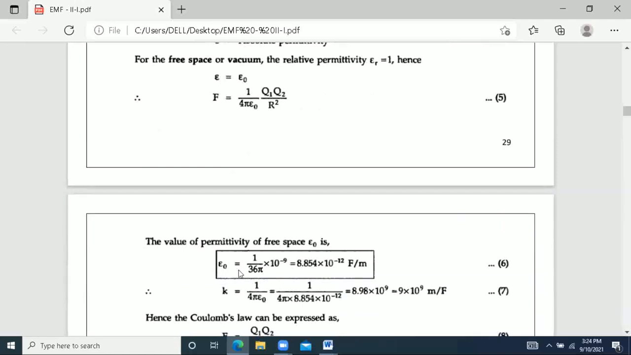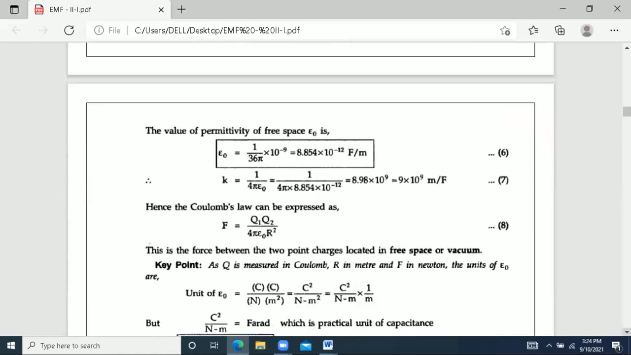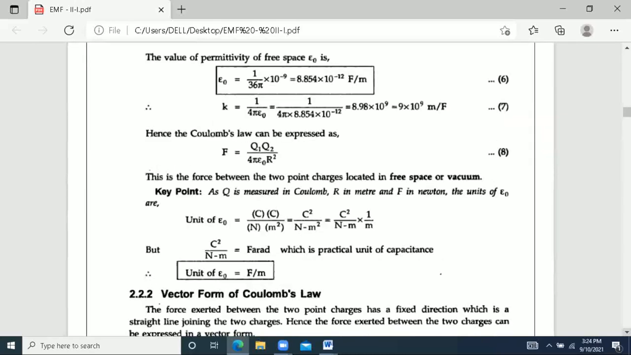Epsilon naught is 1 upon 36 pi times 10 to the minus 9, or 8.854 times 10 to the minus 12 farad per meter. So K for free space is 9 times 10 to the 9 meter per farad, meter over farad. Simple enough, right? Yes, sir. Some calculations and everything. All right.